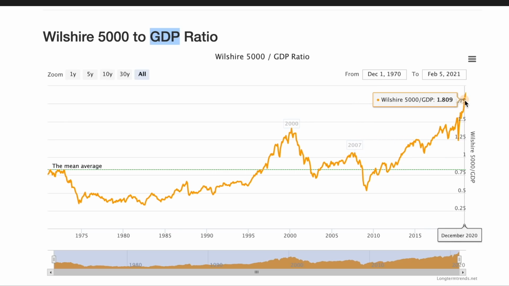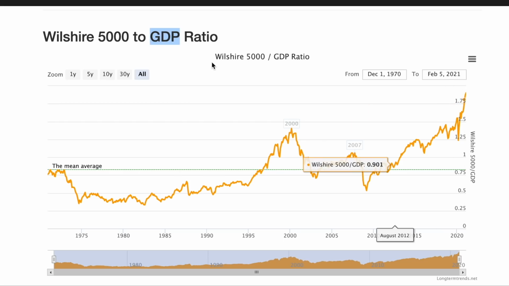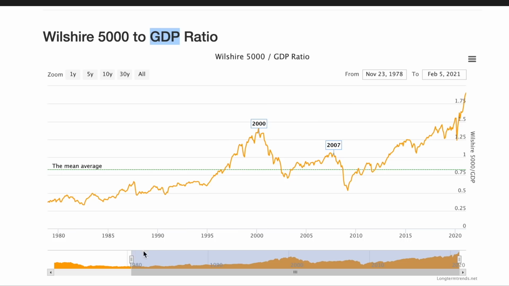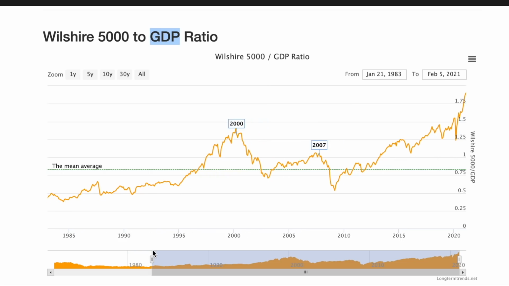Is that something that's surprising? Absolutely not, right? We have a lot of speculation and a lot of debt, but not a lot of growth. So we've got a stock market that's pricing in an incredible recovery, but the problem is this recovery hasn't materialized just yet. So it's an incredibly speculative market, and that's why we're seeing the Wilshire 5000 to GDP ratio absolutely explode.